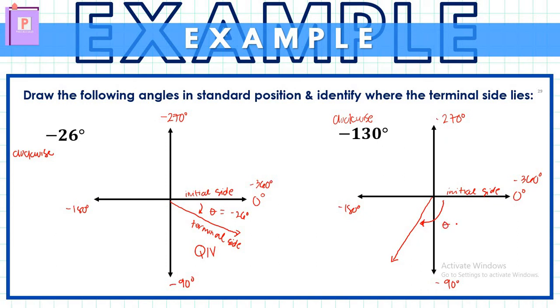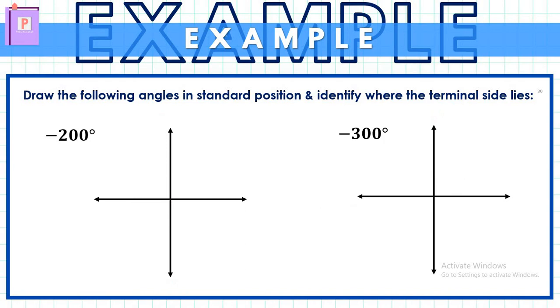So this theta now will be equal to negative 130 degrees. And the terminal side, if you notice, lies this time on the third quadrant. So if it is a negative obtuse angle, instead of being found on the second quadrant when it's positive, it will now be found on the third quadrant. What if we have negative 200 degrees?